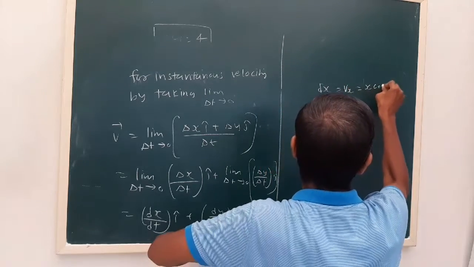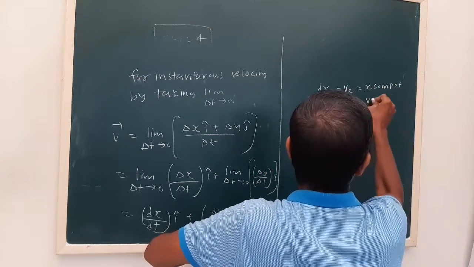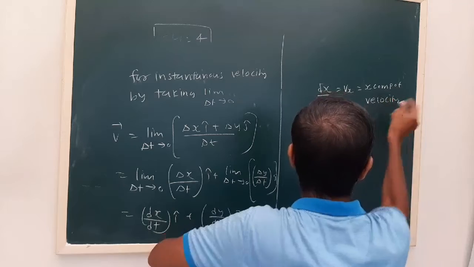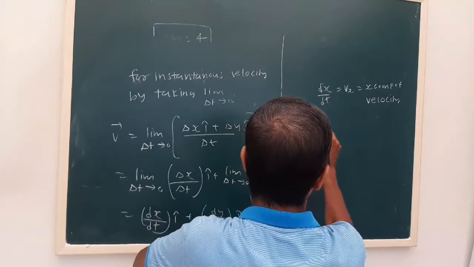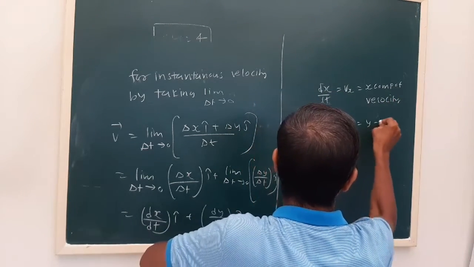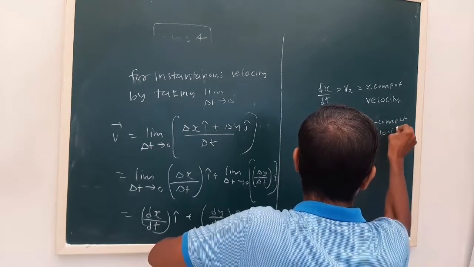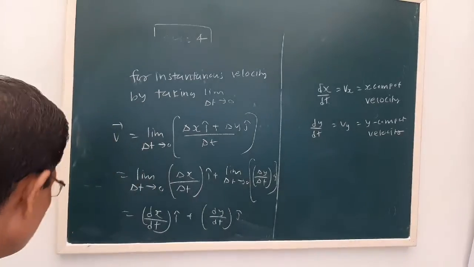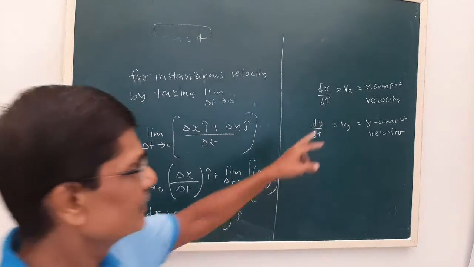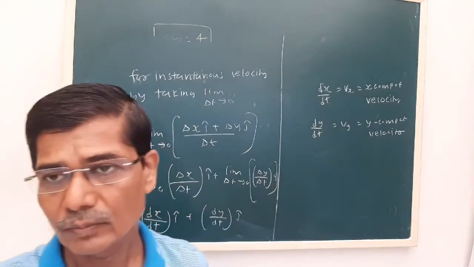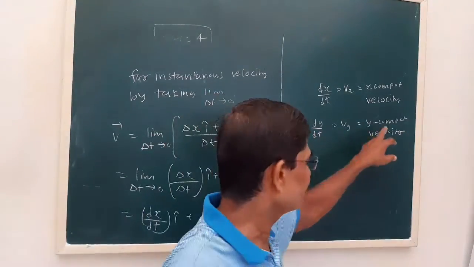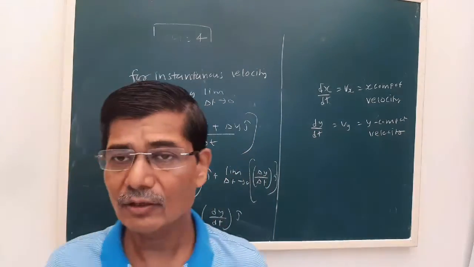dx/dt is the x component of velocity. Now dy/dt. Now see, dx/dt is vx, the x component of the velocity, and dy/dt is vy, the y component of the velocity.